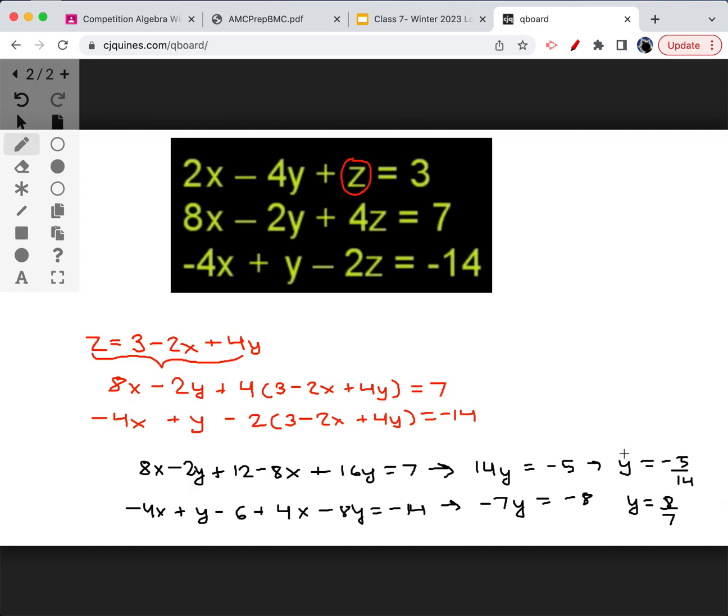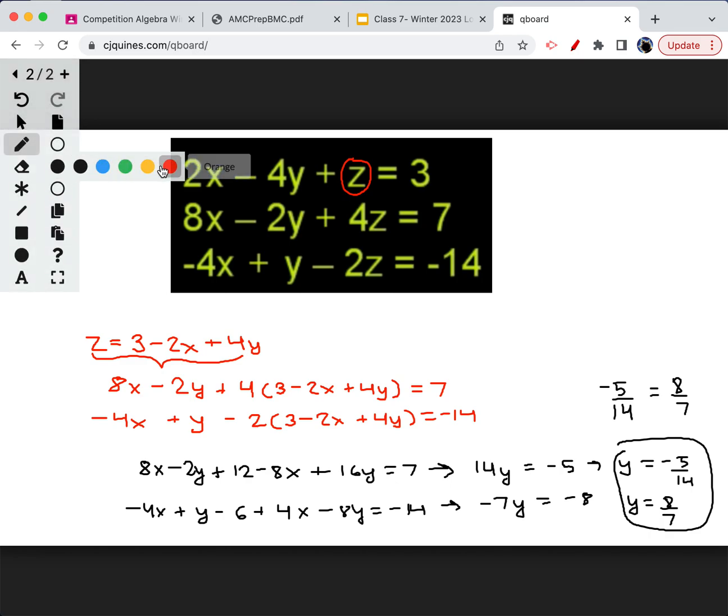So when we solve the system, we got two different values of y. So obviously it can't be true that y is equal to minus 5 over 14 and y is equal to 8/7. Because if it were true, we'd get the statement minus 5 over 14 is equal to 8 over 7, which is obviously false. So when we solve the system, we got something that isn't true. And that means that this system of equations has no solutions.